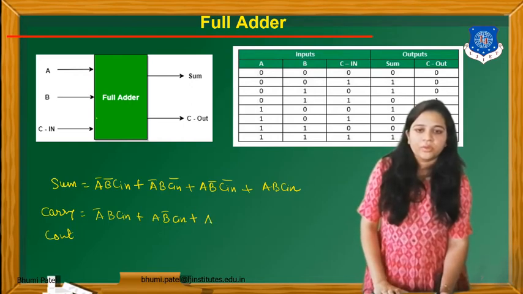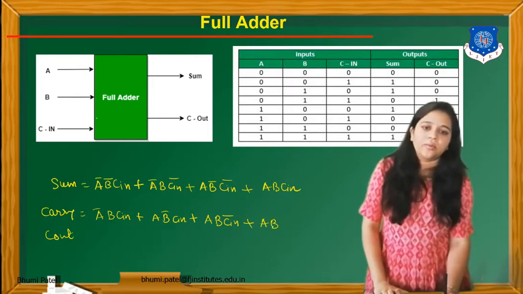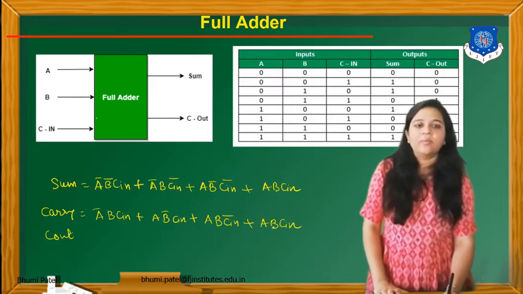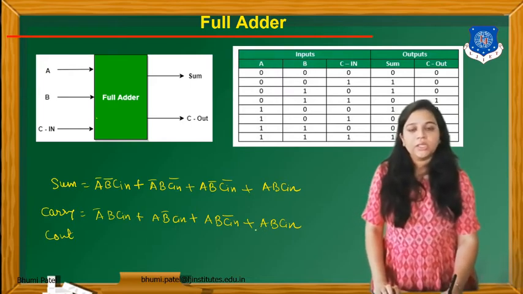So A, B, C in bar, and the last one is that all the inputs will be high, at that time carry we can get 1. Okay, so this is the equation for the carry.